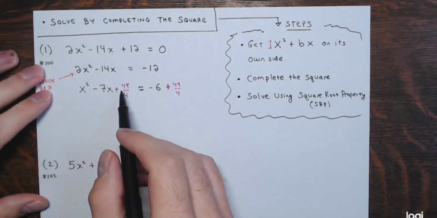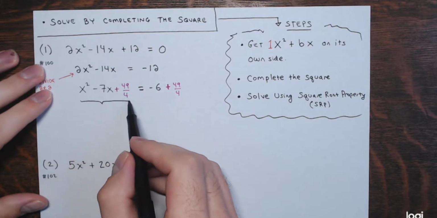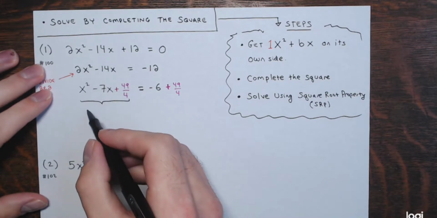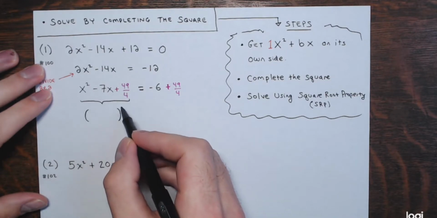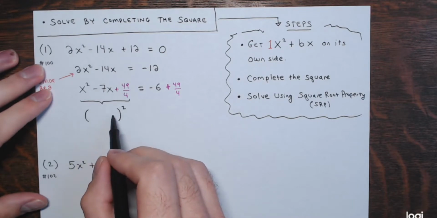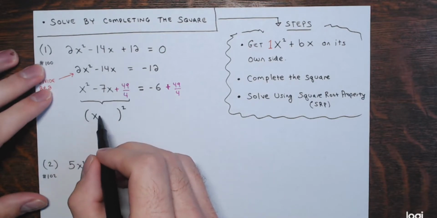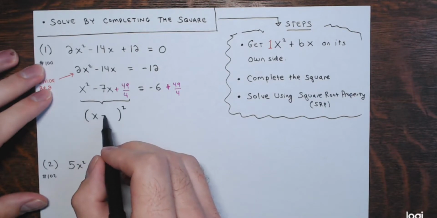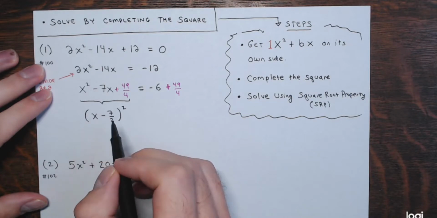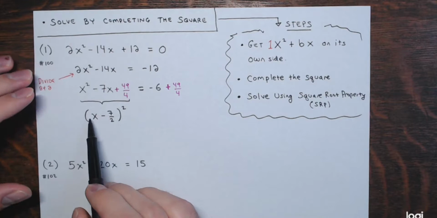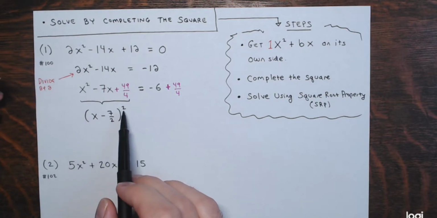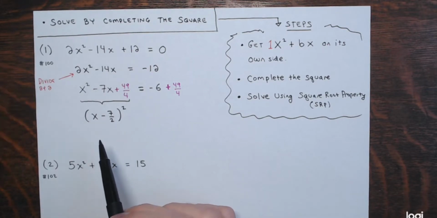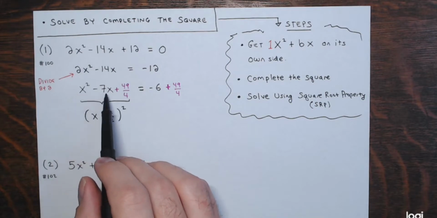Now the whole reason for this is so we get a perfect square trinomial. This x squared minus 7x plus 49 fourths is equivalent to a binomial squared. And that binomial is the variable, which is x, and then plus whatever half that linear coefficient was, so minus 7 halves. And you can check this. Take x minus 7 halves and square it. So take x minus 7 halves and multiply it by x minus 7 halves again, and you'll get x squared minus 7x plus 49 fourths.